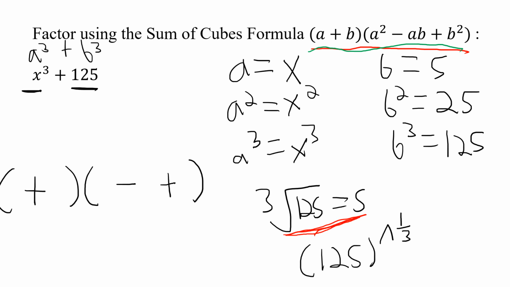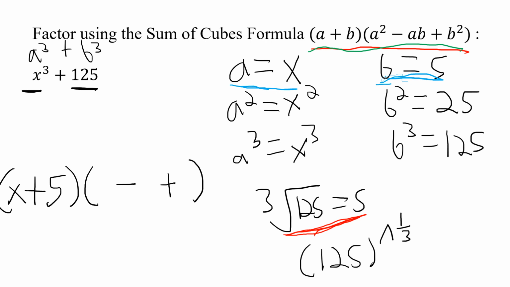Then we have to put a in first because it's a plus b, so a goes first. We get our a from right here, underlining it in blue, and then we get our b from right here, underlining it in blue over here again. Our b is just 5, so x plus 5 is our first factor.